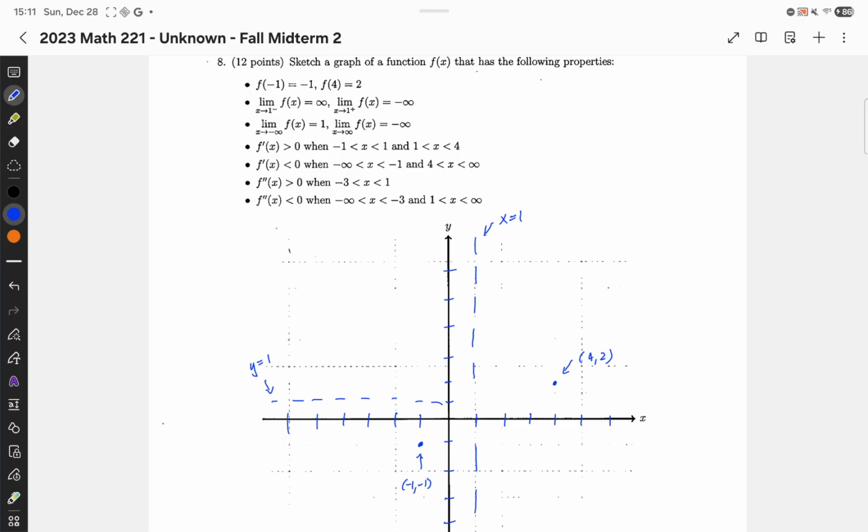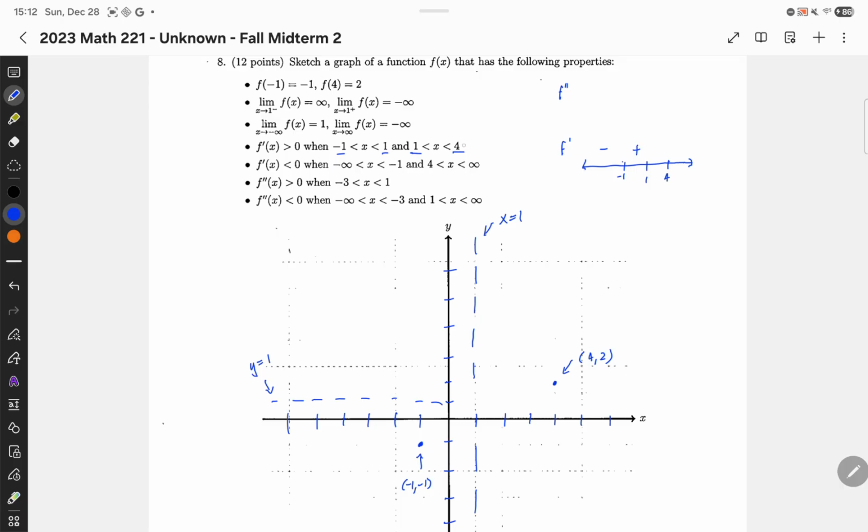For these derivatives in problems like these, the way I like to do them is with two number lines. So let's write f prime and f double prime. Let's start with f prime first. Let's write out some key points. For this one we have -1 and 1, and then 4. Those are all of our key points. We have a -1, a 1, then a 4. So from -infinity to -1, we are negative. From -1 to 1, we are positive.